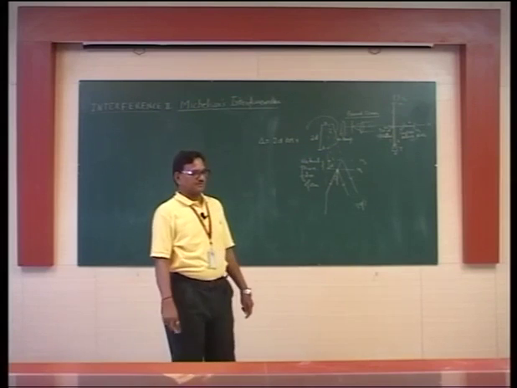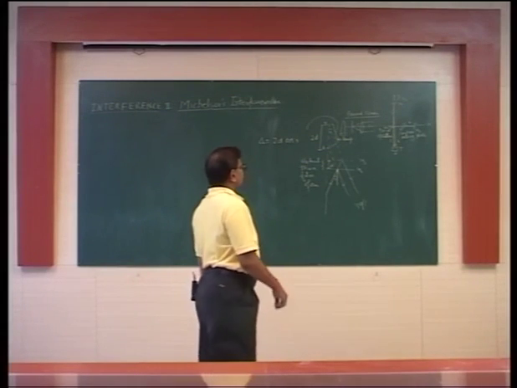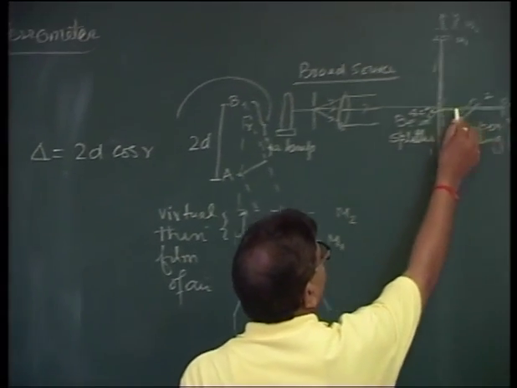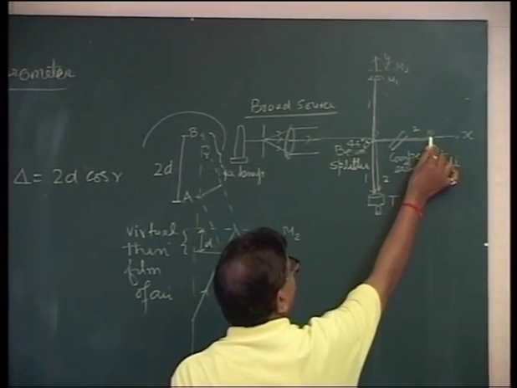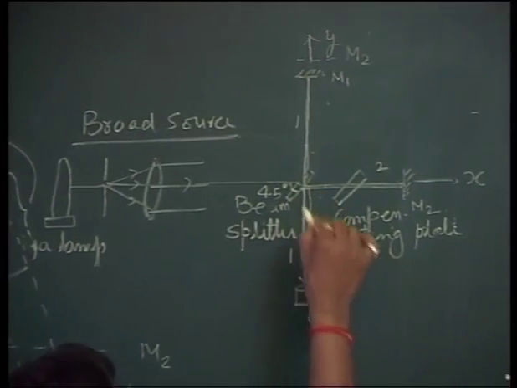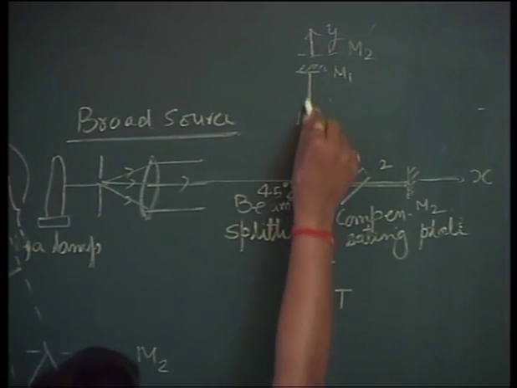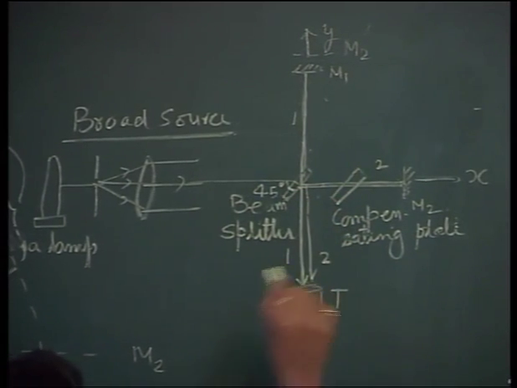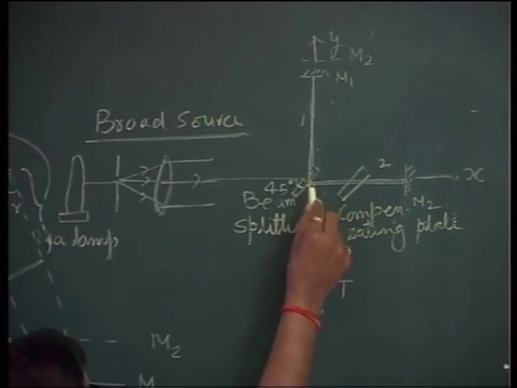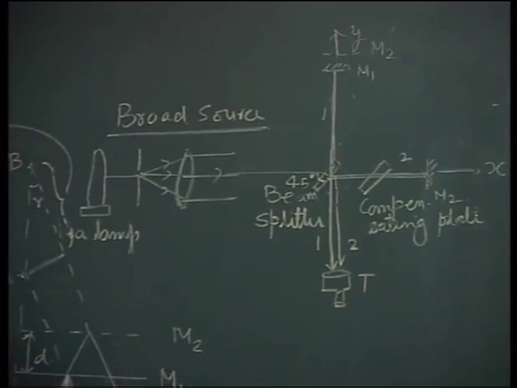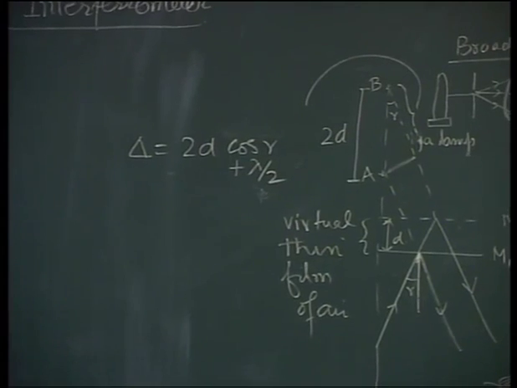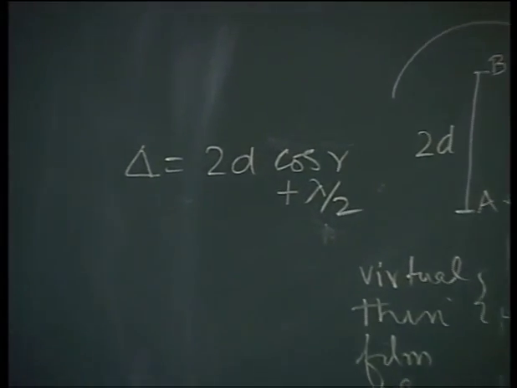This is a geometrical path difference. One of the beams, the beam coming out from mirror M2, is reflected from an air-glass interface, a denser medium, whereas beam 1 does not suffer a reflection from the denser medium. It suffers a reflection from a glass-air interface. Therefore, there will be an additional path difference of lambda by 2. So the net path difference is 2d cos r plus lambda by 2.